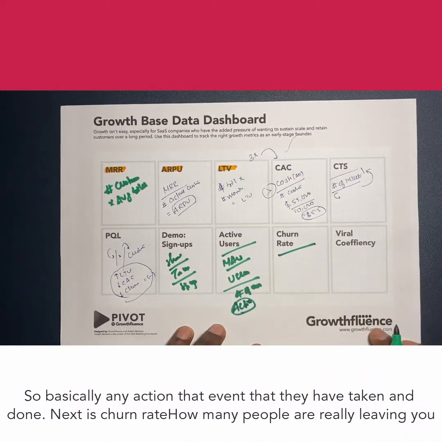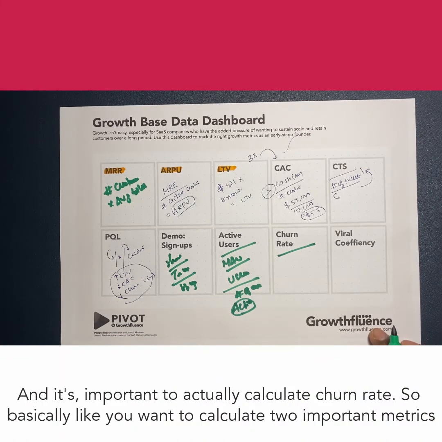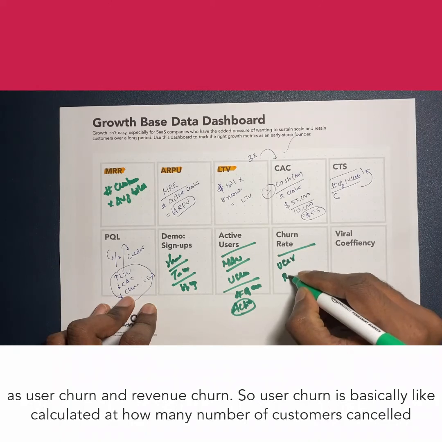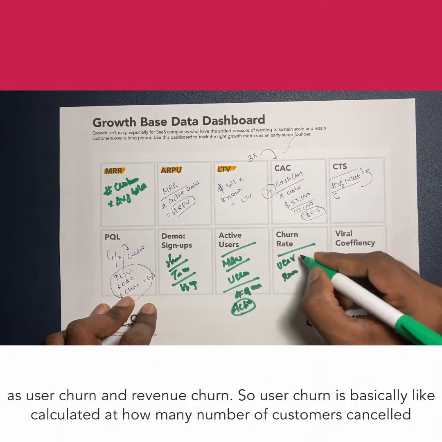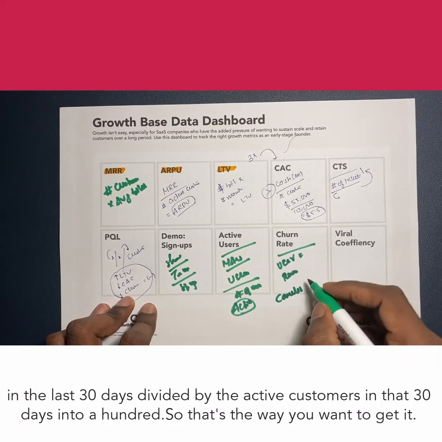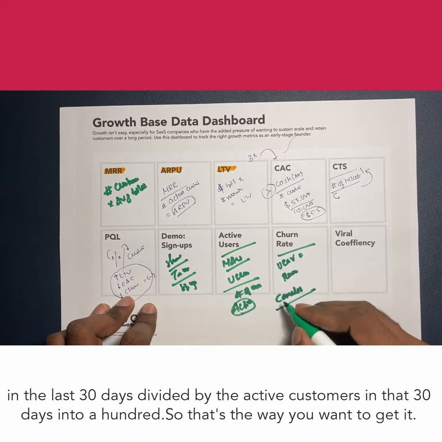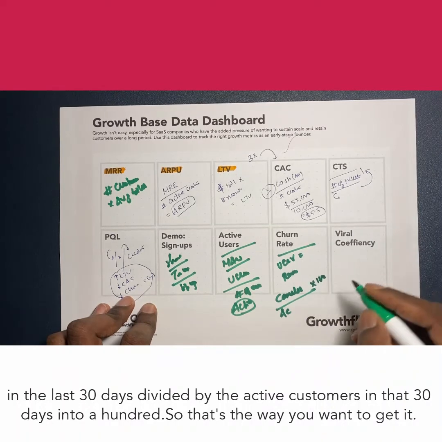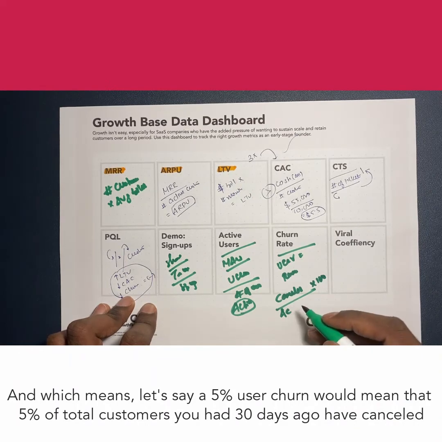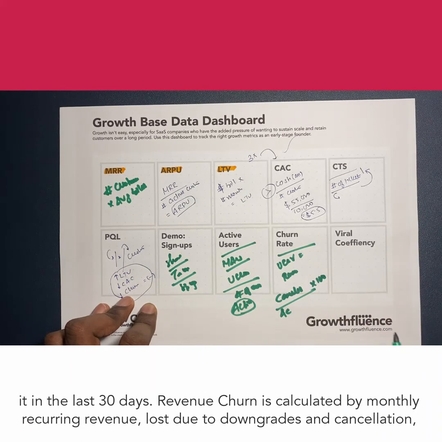Next is churn rate, how many people are really leaving you, right? It's important to calculate the churn rate. You want to calculate two important metrics: user churn and revenue churn. User churn is calculated as the number of customers who cancelled in the last 30 days, divided by the active customers 30 days ago, times 100, right? So that's the way you're going to get it. Which means, let's say, a 5% user churn would mean that 5% of the total customers you had 30 days ago have cancelled within the last 30 days, right?